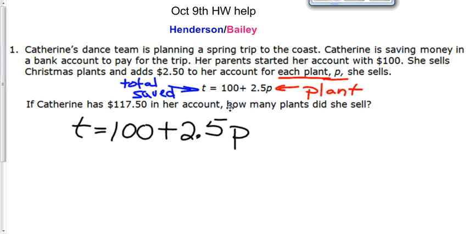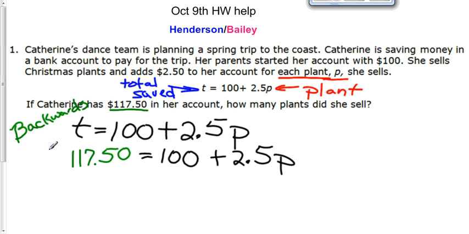Based on this problem, we know that P stands for our number of plants, where T is our total that she has saved. Now, the way this problem's different is it actually gave us our total already. It says Catherine has saved $117.50. So that means we actually have to work backwards again. Since we know the answer and have to work backwards, you're trying to undo something. So that means we have to do the opposite.